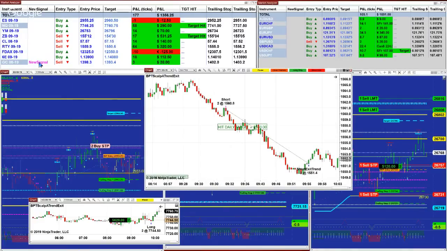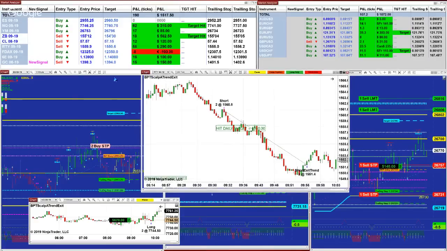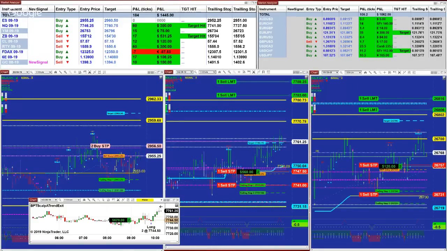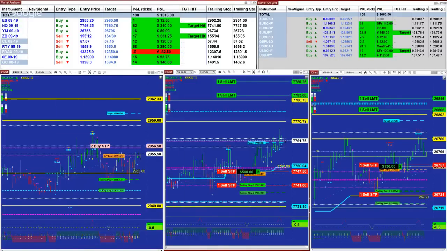There is a new signal right there on a gold sell signal. Entry price 1398.3. Target 94. So easy, simple, and you win some, you lose some, and that's what it's all about trading.